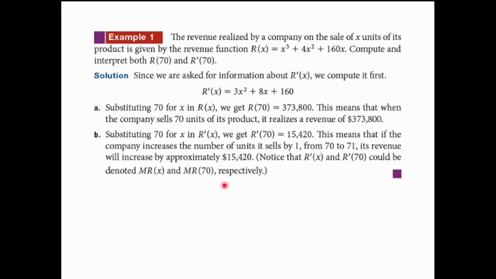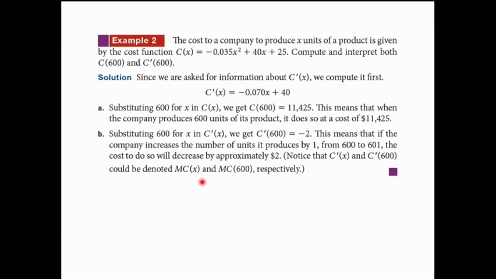And then also there's a note down here that says we could also list R prime 70 as marginal revenue of 70. So this is just another notation we've got to get used to. So that was an example of marginal revenue. Let's go on and talk about marginal cost. So example 2 is marginal cost.